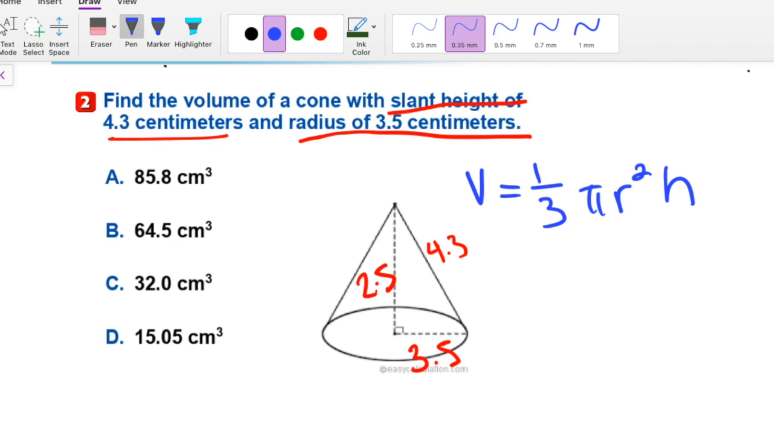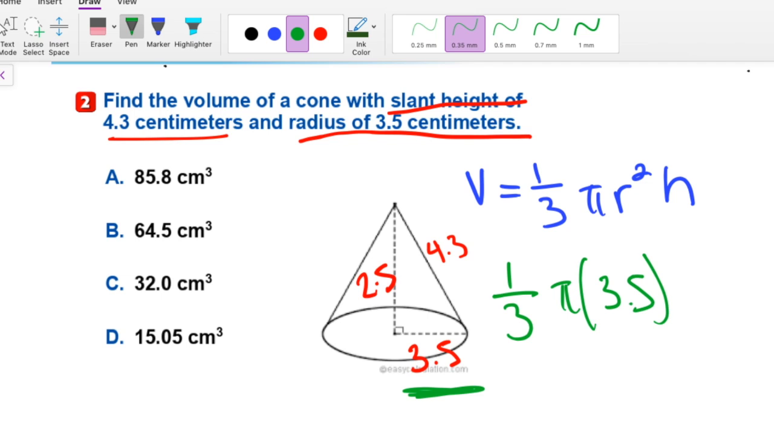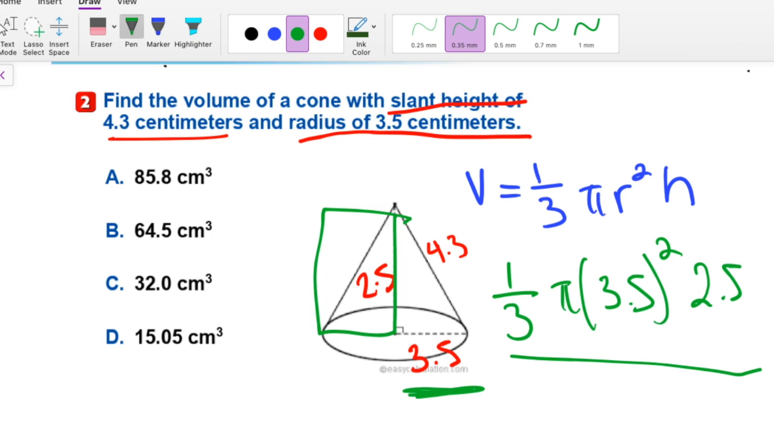Alright, so now that we know this formula, what do we do? There's a couple ways you could do this. If you have a calculator, which is probably how you're doing it, I'll just show you. So we got the 1/3 pi. What is our radius? Right here, 3.5 squared. What is our height? We found that to be 2.5. And now if you just put this into your calculator, it'll give you 32.